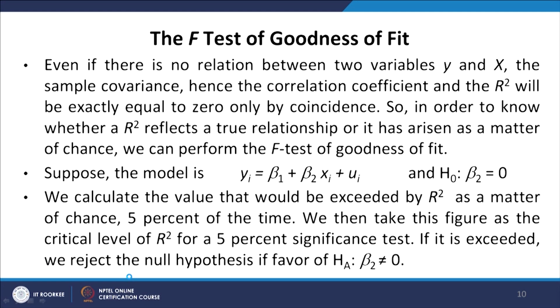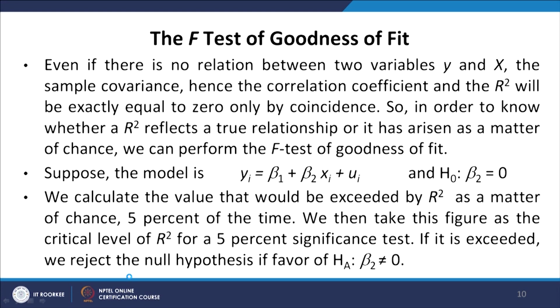Now, we talk about the F test of goodness of fit. Why is it so? Because even if there is no relation between two variables y and x, the sample covariance, and hence the correlation coefficient and the R square, will be exactly equal to 0 only by coincidence, that is, by chance. So, in order to know whether an R square reflects a true relationship or has arisen as a matter of chance, we can perform the F test of goodness of fit.